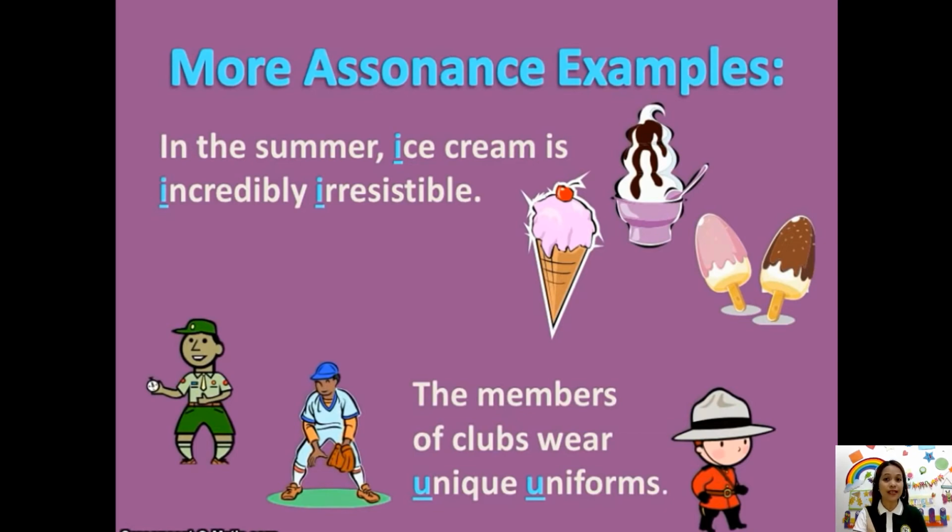Remember, assonance does not require that words with the same vowel sounds be directly next to each other. It occurs so long as identical vowel sounds are relatively close together. So as you see, they don't need to be next to each other. It can be in part of the sentence or the word.